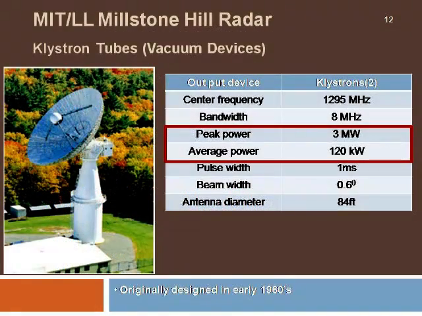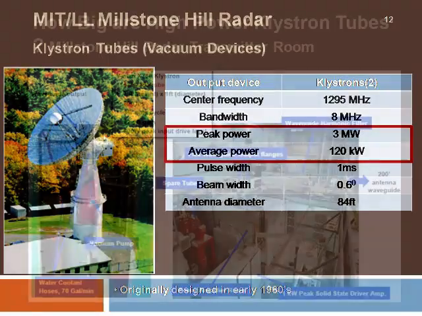Here in this diagram, you can see one particular radar which was designed in the early 60s with klystron tube amplifiers. You can see from its specifications that the peak power is in the range of 3 megawatts, whereas the average power is only in the 120 kilowatts region. The beam width of the antenna is 0.6 degrees, whereas the size of the antenna is of the order of 84 feet. Here they use 2 klystrons for the total amplification, which are normally kept in the hut below the radar system.